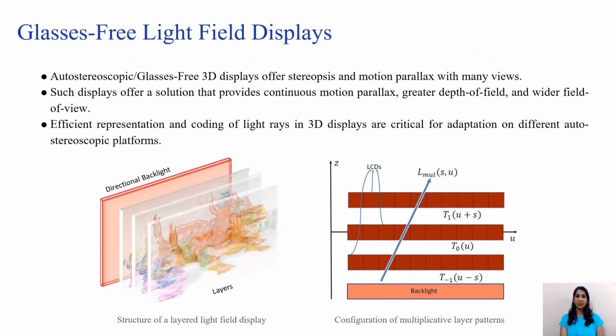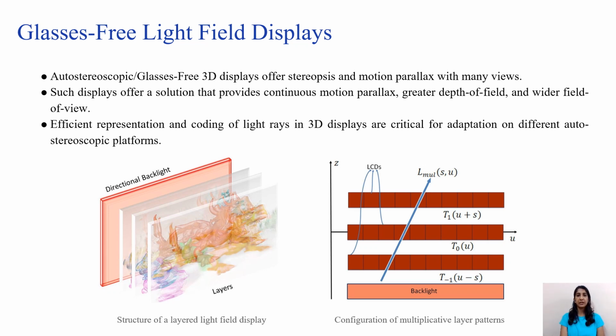Current generation autostereoscopic display techniques are seen as an alternative to stereoscopic 3D as they support both stereopsis and motion parallax. Emerging multi-layered light field displays are a kind of glasses-free or autostereoscopic displays that provide continuous motion parallax, greater depth of field, and wider field of view.